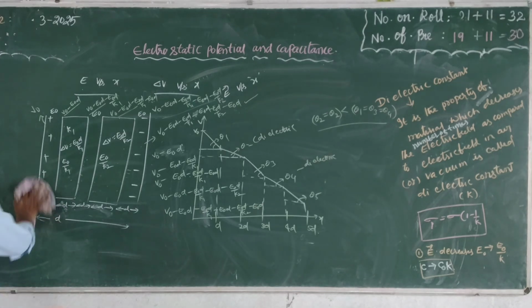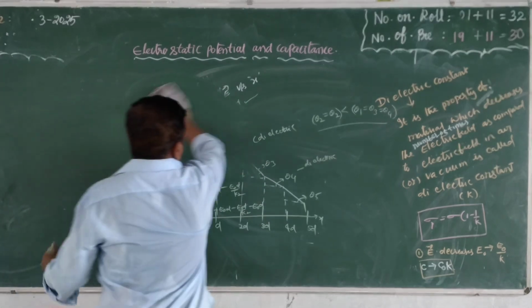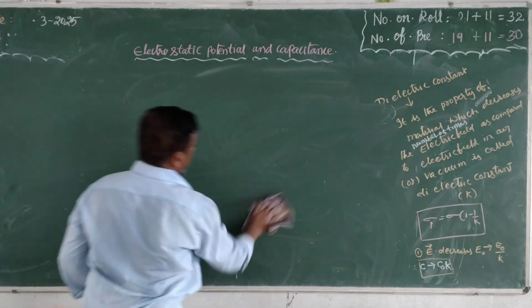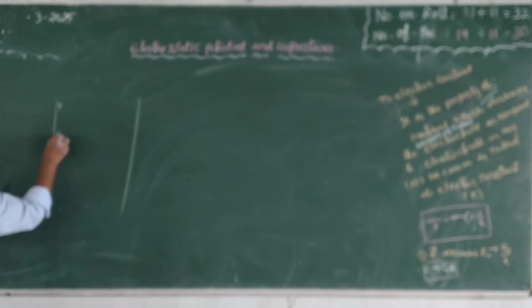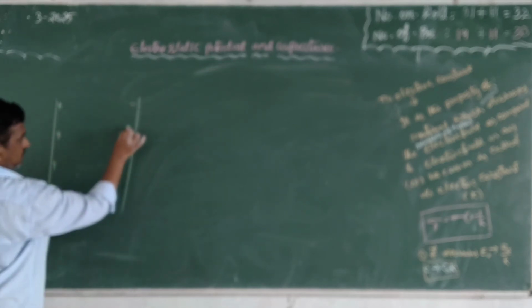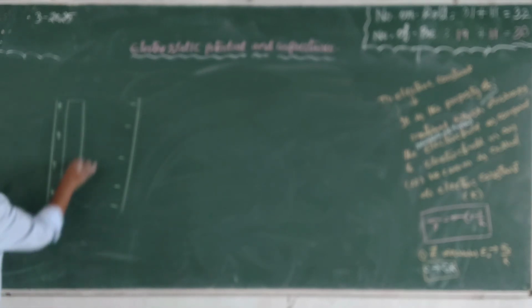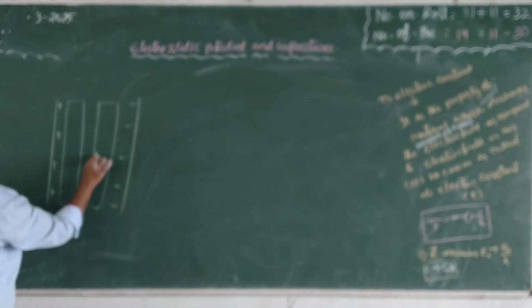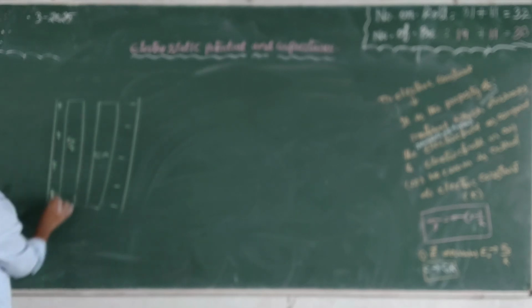For example, see here, one metal and one dielectric are there, a conductor and a dielectric. In that case, what is the electric field versus distance? We can write here the graph: this is the dielectric, it is plus, it is minus, and this is the metal. So metal means the electric field is 0, and here the electric field is E naught by k.